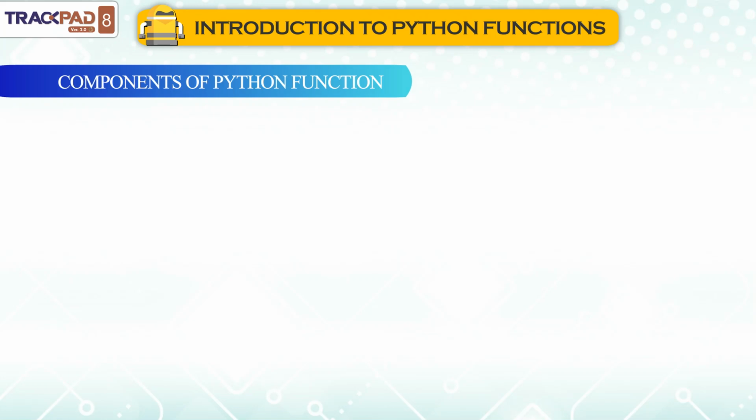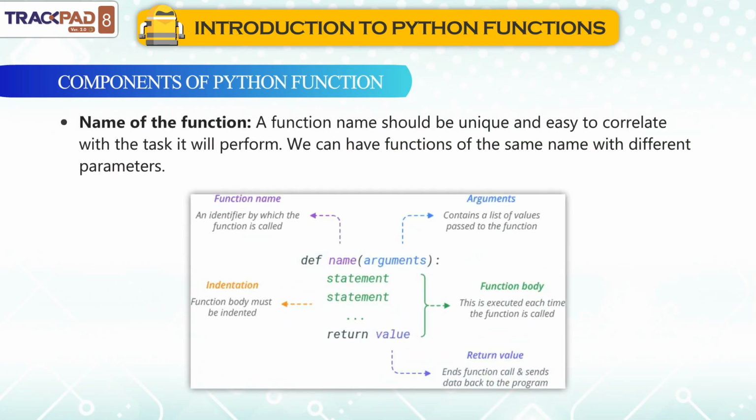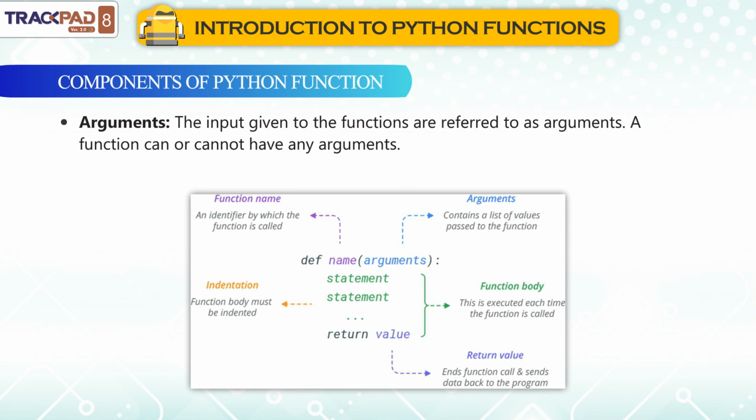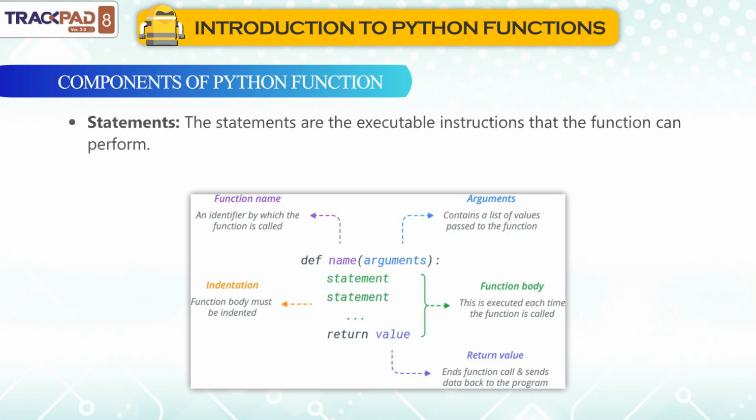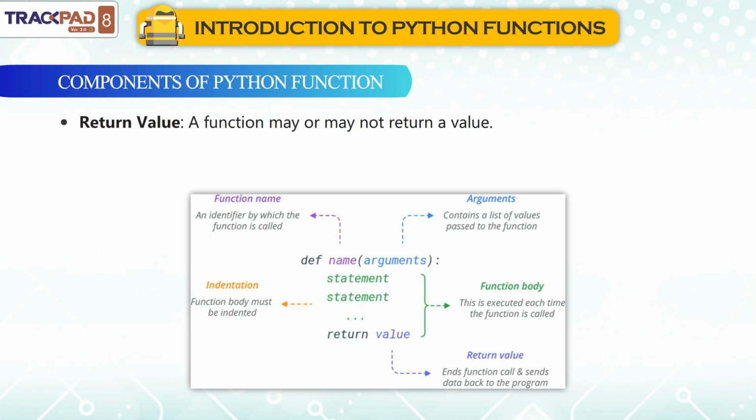Components of Python function. A Python function consists of the following components. Name of the function. A function name should be unique and easy to correlate with the task it will perform. We can have functions of the same name with different parameters. Arguments. The inputs given to the functions are referred to as arguments. A function can or cannot have any arguments. Statements. The statements are the executable instructions that the function can perform. Return value. A function may or may not return a value.